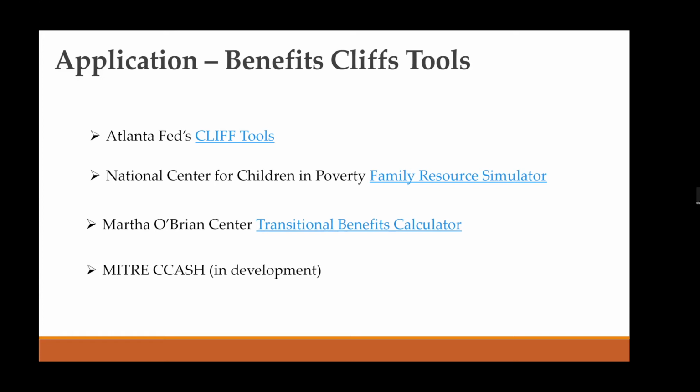Then there is the Martha O'Bryan Center in Tennessee. They developed the transitional benefits calculator, and the calculator uses the policy rules database R code at the back end to estimate the value of the benefits. And then Mitra has the Ccash tool, I think, that is still under development, but they also use the PRD in the back end, or at least as they're developing and using it right now.